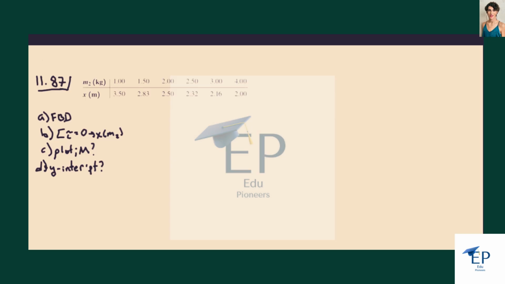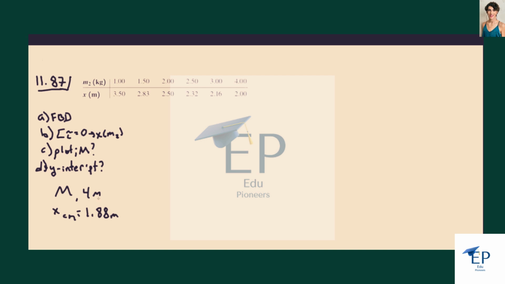Problem 11.87. There's a bar that we're trying to measure the mass of, so capital M is the mass. This bar is 4 meters long, and we're told that it has holes and stuff in it, so its center of mass is not in the middle. In fact, the center of mass of the bar, we're told, is 1.88 meters from its left edge.